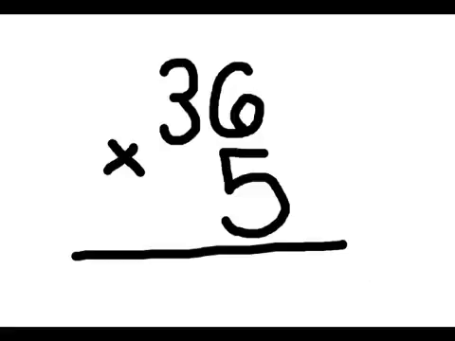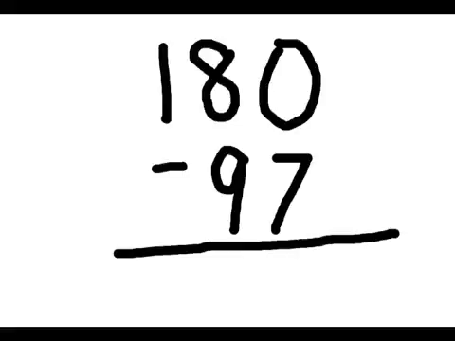36 weeks times 5 equals, let's see, 6 times 5 is 30, 0 on the bottom, 3 on top. 3 times 5 is 15, plus 3 is 18. 180 days. Then I counted what day of school it is, and it's 97 days.